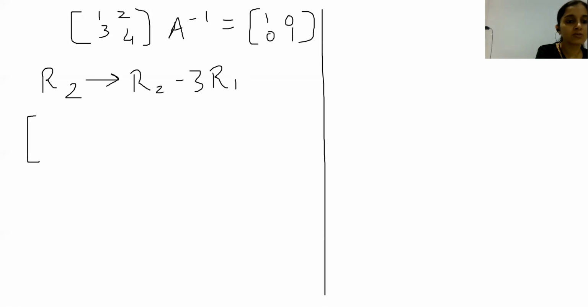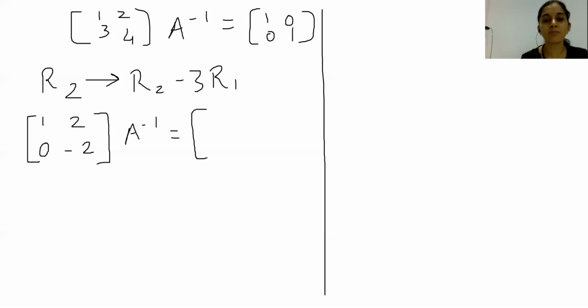Okay. So first row as it is, 1 and 2. And then 3 minus 3, that is 0. 4 minus 6, that is minus 2. Okay. A inverse as it is. Same transformations we have to apply on our identity matrix. So first row remains as it is. Second row, 0 minus 3 is minus 3. 1 minus 0 is 1.